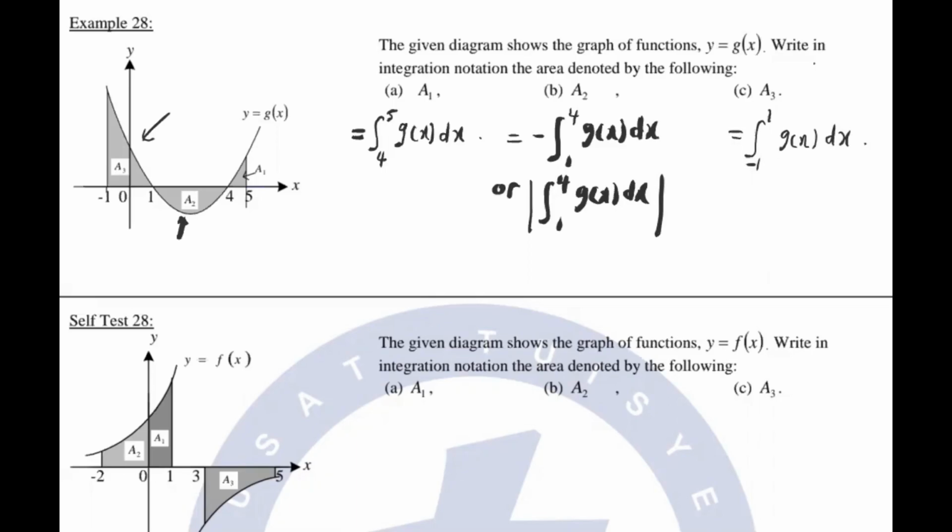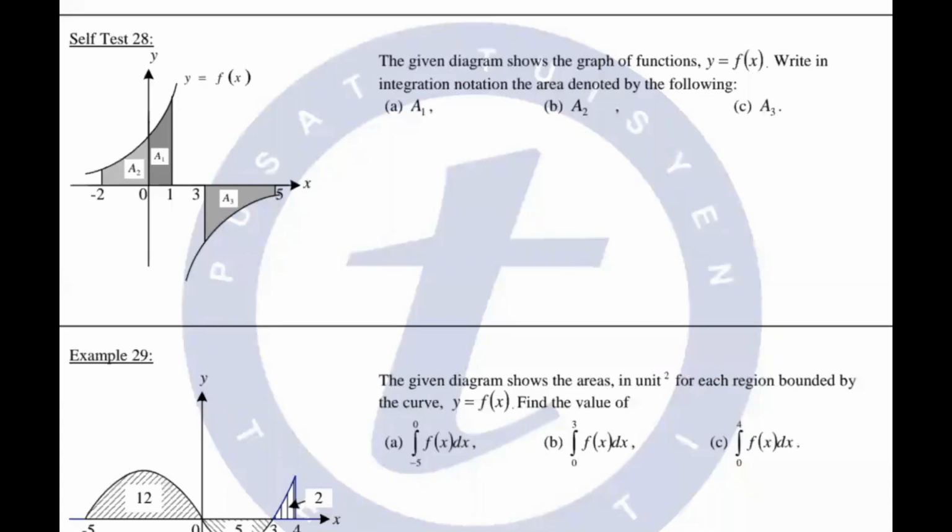Just the integration notation. Guys, the first one. Where's A1? A1 is over here. So we integrate from 0 to 1 of f(x) dx. A2 is over here. Integrate from -2 to 0 of f(x) dx. A3 is below here. So the negative in front, from 3 to 5 of f(x) dx. Okay, that's all. Only the one that's below you put a negative, the rest no need.